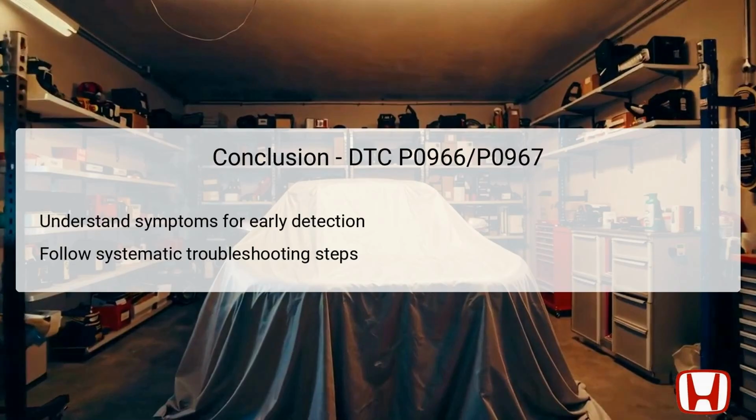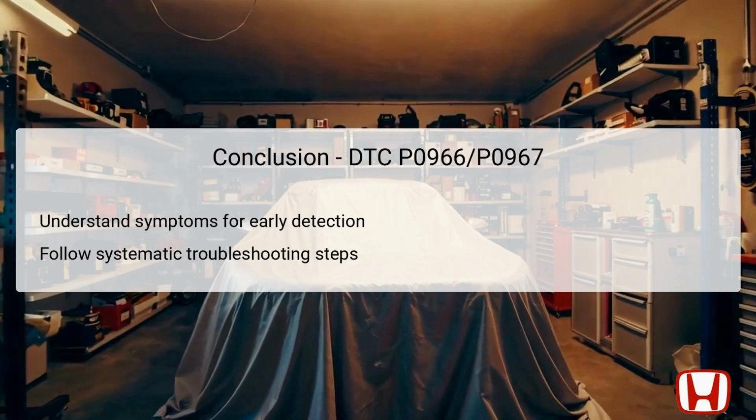In summary, understanding the symptoms and causes associated with DTC P0966 and P0967 is crucial for early detection and effective resolution of transmission issues. Following a systematic troubleshooting process allows technicians to pinpoint the exact cause of the DTCs, whether it be wiring issues, TCM malfunctions, or defective solenoid valves.